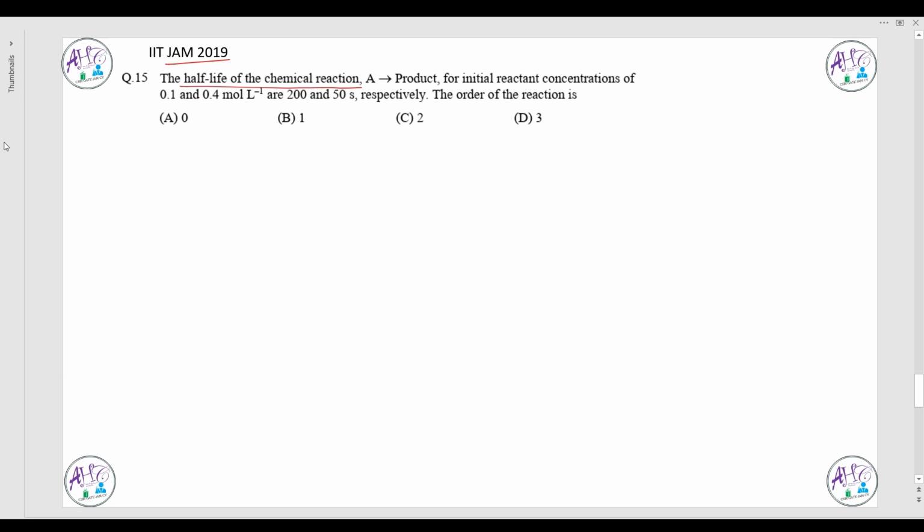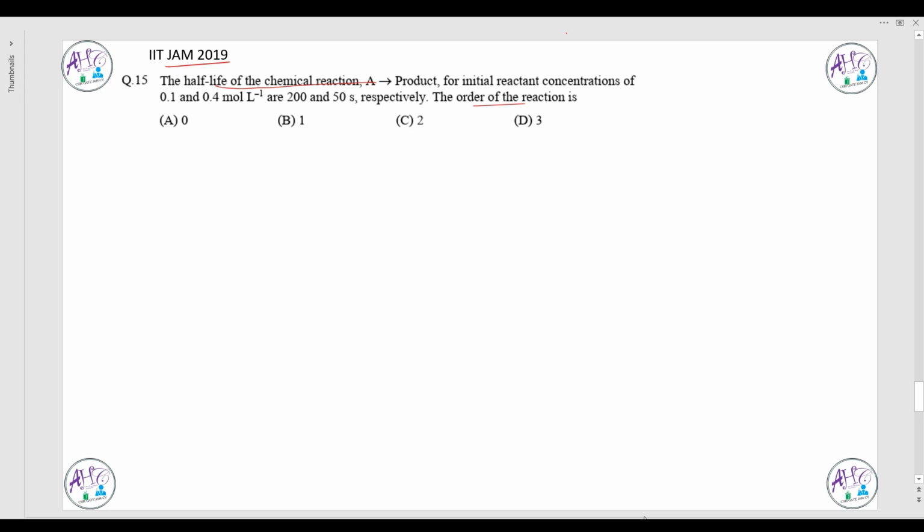இங்க என்ன கேட்டிருக்காங்கன்னா, the half life of a chemical reaction A2 product for the initial reactant of concentration. Okay, இங்க வந்து order of the reactions வந்து கேட்டிருக்காங்க, T halves வந்து கொடுத்திருக்காங்க. T half, we know the formula. So T half is equal to 2 power n minus 1 by k n minus 1 into concentration power n minus 1. So T half is inversely proportional to your concentration power n minus 1.